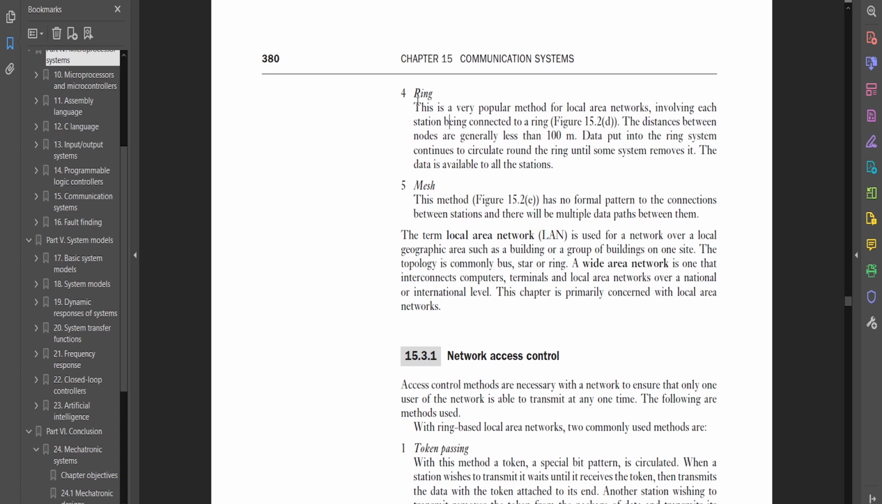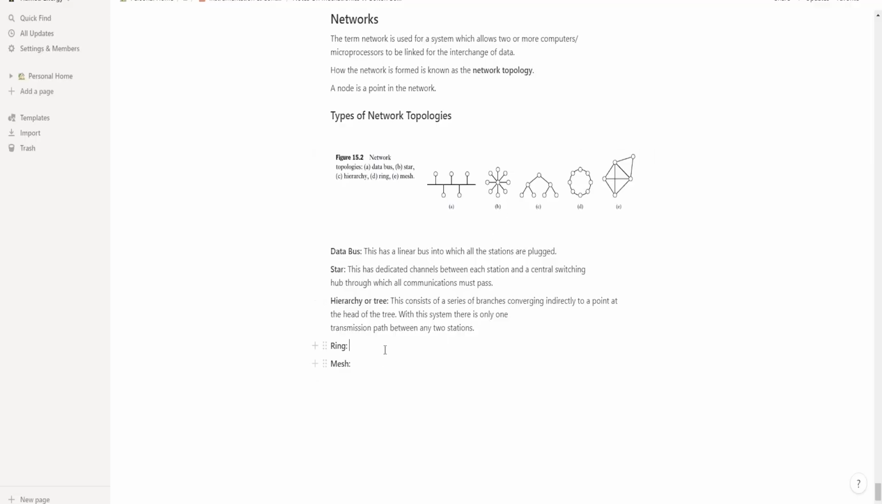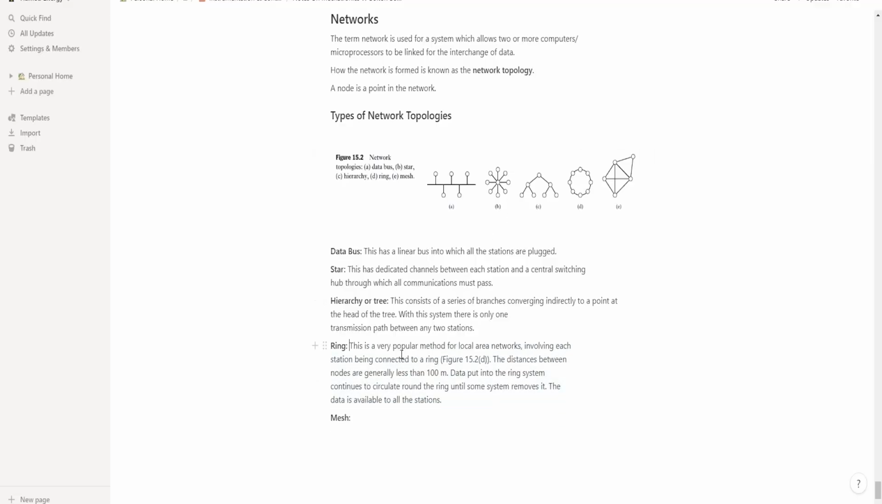Okay. I feel like the point about one thing removing it is an important point. Ring. Let's remove the distance thing, I'm not bothered about that. But data means circulate. Yeah.